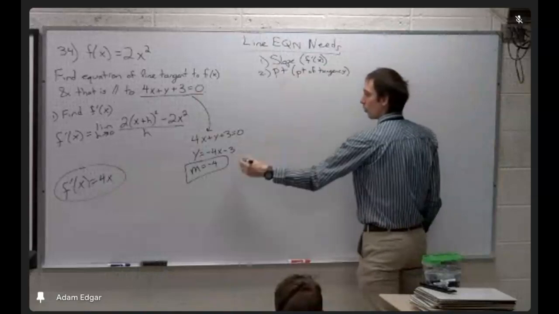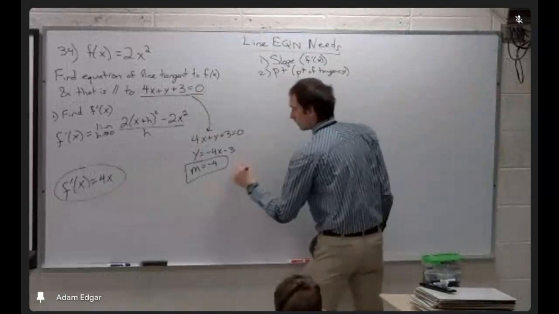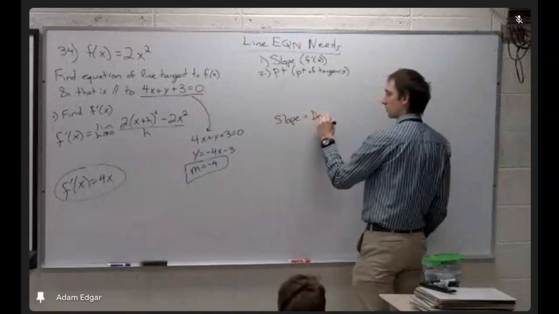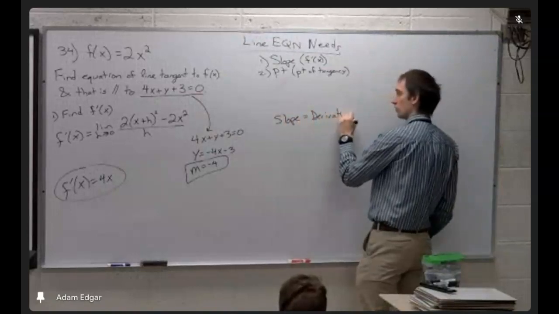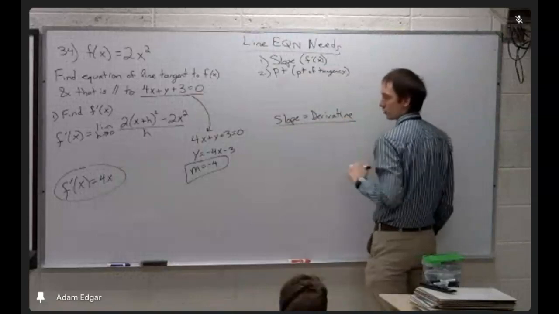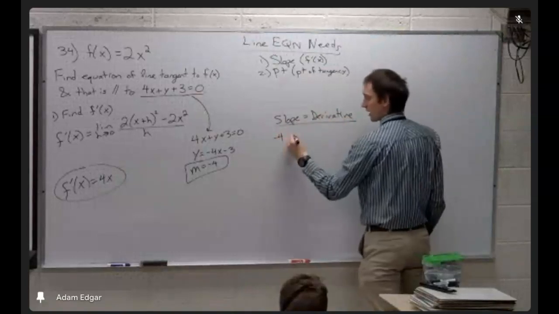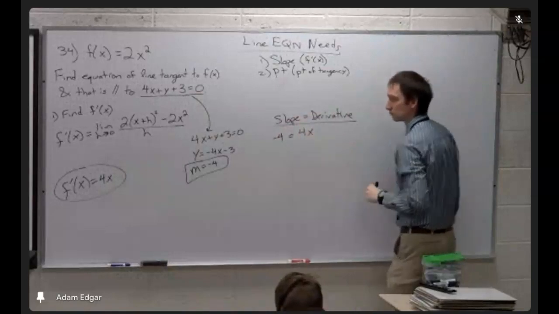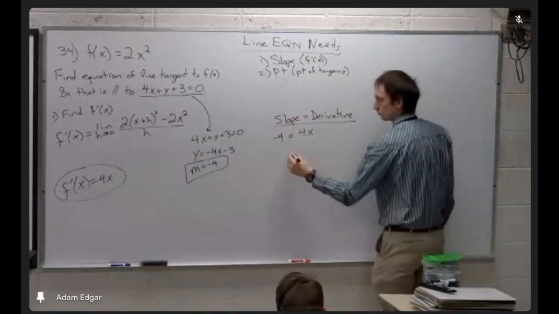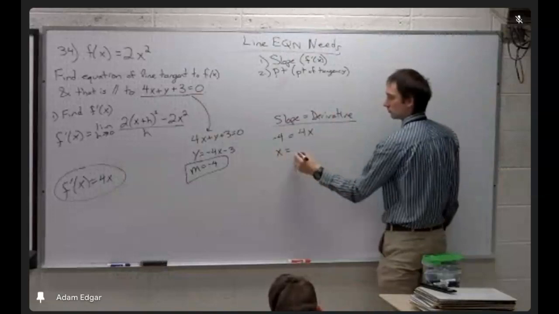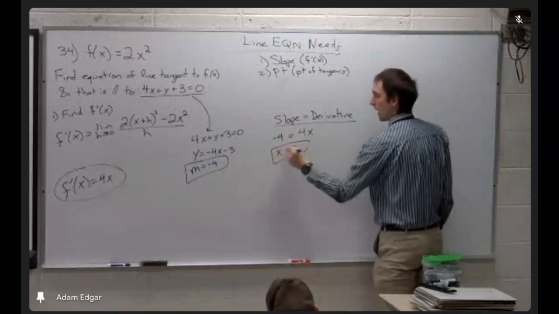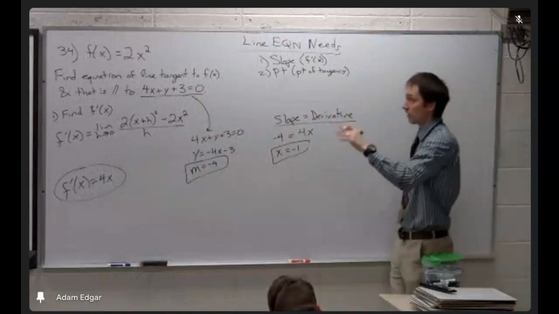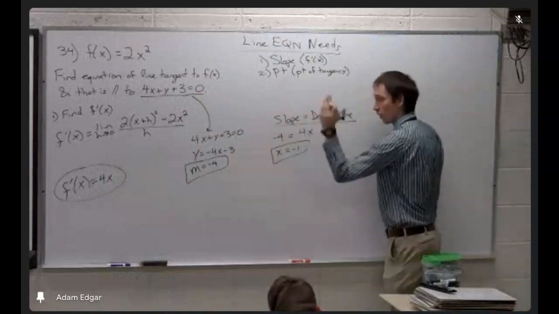So once we've got our slope of the tangent line, we can say, I know that derivatives and slopes are the same thing. So derivative equals slope. Set those equal to each other. We know the slope of our tangent line has to be negative 4, and we know our derivative is 4x. Solve for x. What's x equal? Negative 1. So now we know our tangent line to this curve has a slope of negative 4 when x equals negative 1.